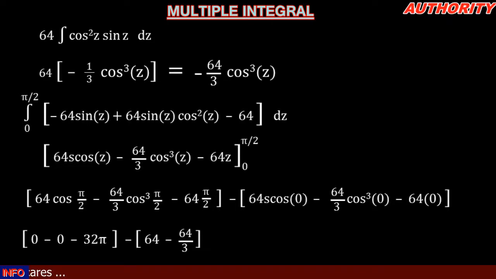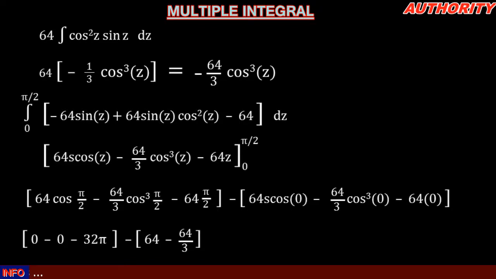Okay, now let's go to the other bracket. In the other bracket, we have cos 0. Cos 0 is 1. So 1 times 64, we have 64. And then in the other side, we have cos cube 0. Cos cube 0 is 1. 1 times 64 all over 3. We have 64 all over 3. All right, good. And then the other one, we have 64 times 0, which is equal to 0. So in the second bracket, we have 64 minus 64 all over 3.